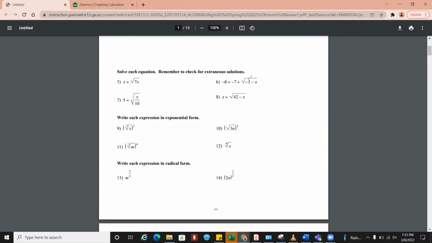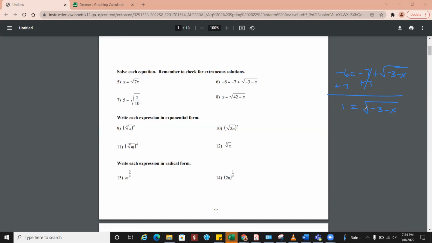okay, you're going to isolate your radical and then solve for your x's. Okay, so I'm gonna write this over here. -6 equals -7 plus the square root of -3 minus x. Okay, so I'm gonna add 7 to the other side because I want to get my radical isolated. So that'll give me 1 equals the square root of -3 minus x.